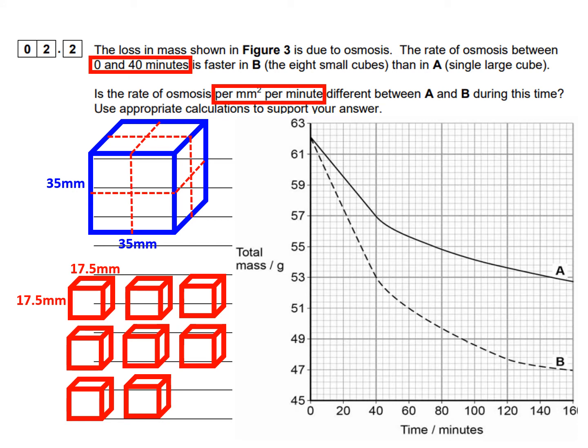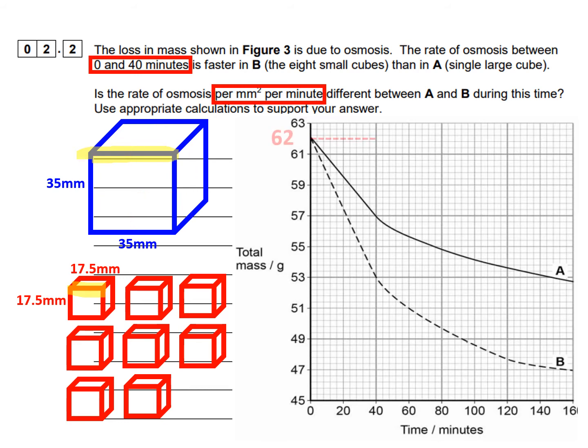So if you take the blue line at the top, I'll just highlight that in yellow, this one here in yellow. Hopefully you guys can see, if you halve that, that will be 17.5 millimeters. So knowing each side, we can then work out the surface area of one side. That's just 35 times 35 at the top. And then you'll times that by 6 to get the total surface area. Now, the smaller cubes in red at the bottom, one side is 17.5 millimeters. So you go 17.5 times 17.5, and that will give you the surface area of one side, times it by 6, and that will give you the surface area of one cube. And then you times that by 8 because you've got 8 small cubes.